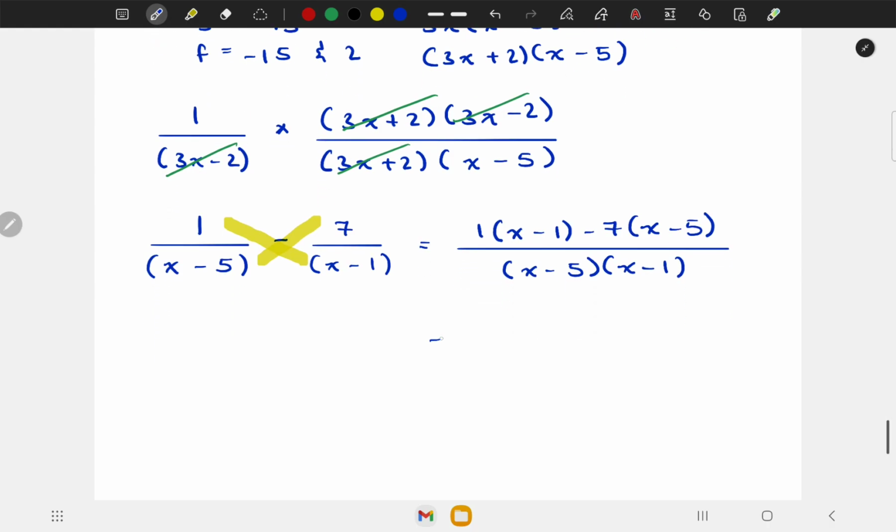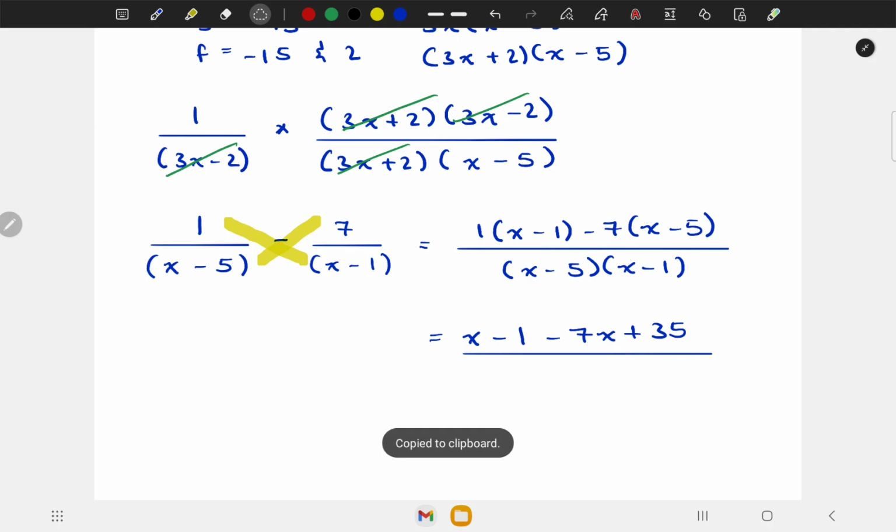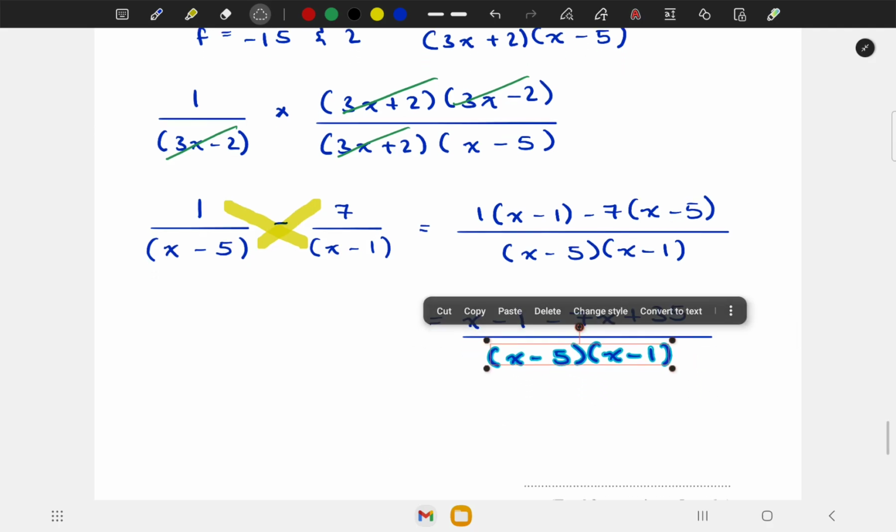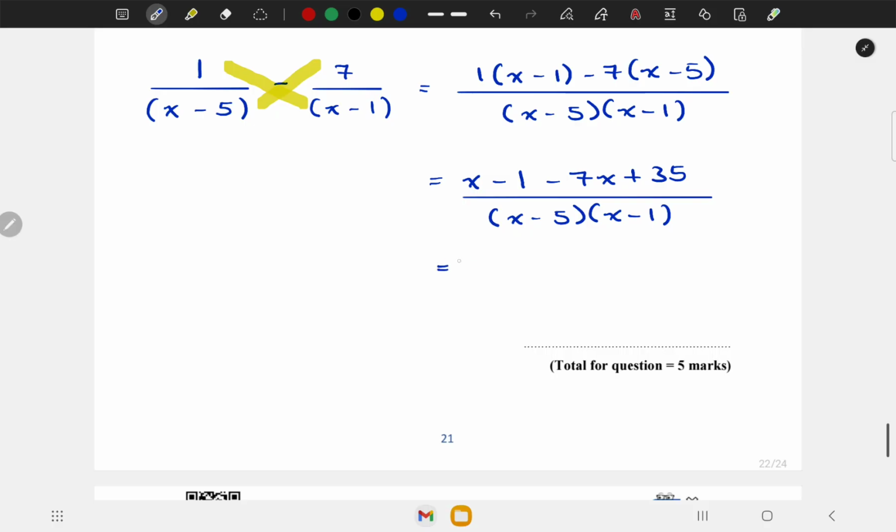I go ahead and expand my brackets. When I expand my brackets, I will have x minus 1 minus 7x plus 35. Remember, two negatives make a positive. And this is going to be over the denominator that we found, which is x minus 5 and x minus 1. I don't need to worry about expanding my denominator. It's not going to earn me any marks, so I'm just going to leave it the way it is. My numerator, however, can be simplified. I can work out my like terms. x minus 7x gives me negative 6x, and negative 1 plus 35 gives me 34. And once again, my denominator would just stay the way it is. And there we have it.